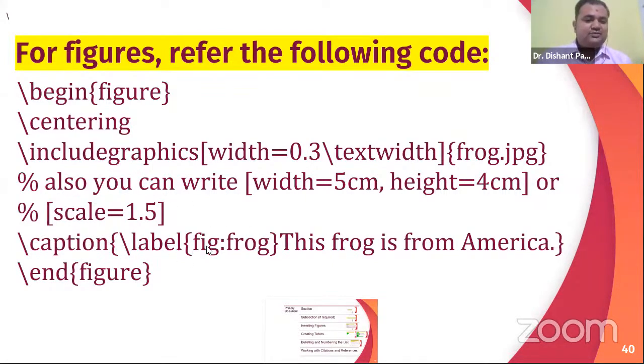You can in fact give a label to this, because if you want to refer to the same figure in a later part of your document, then you must have some labeling. By using this label, you can refer to the same figure later on. With the caption, I have given the text: this frog is from America. This is the title beneath the figure. You will see at the bottom the title of this figure. That is called the caption, and then end figure. So let us see this in TeXstudio.